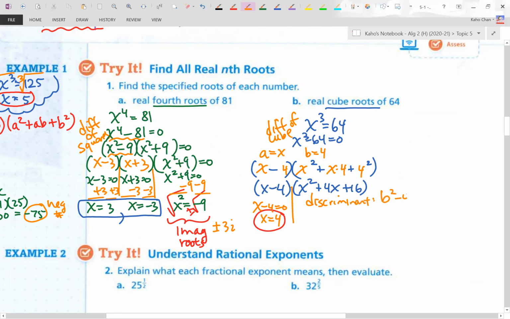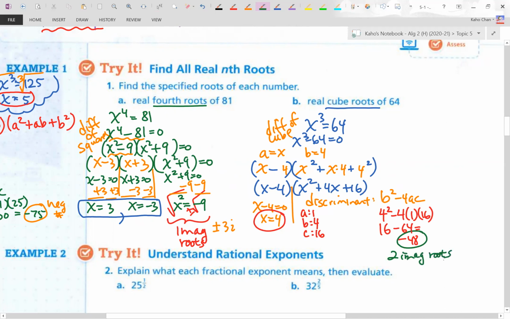B squared minus 4ac. A is 1, B is 4, C is 16. Plug those numbers in. 4 squared minus 4 times 1 times 16. Yep, that's going to be negative right there. In fact, that's negative 48. Dun, dun, dun, dun. Is imaginary roots.